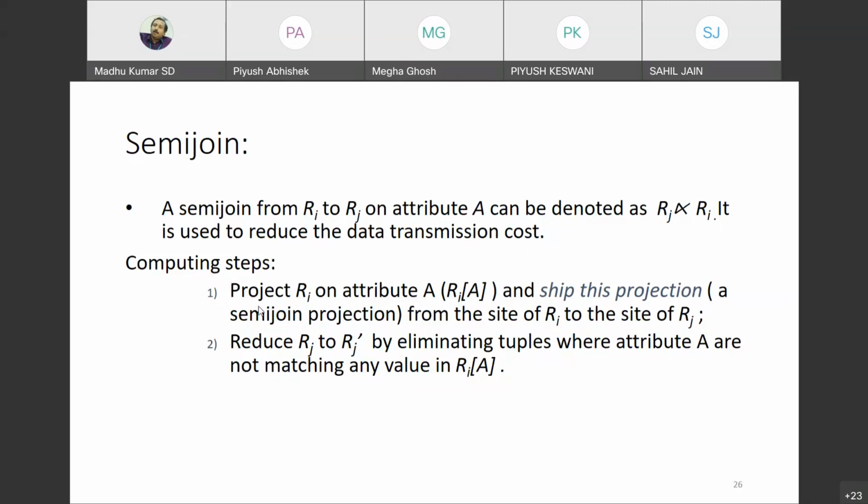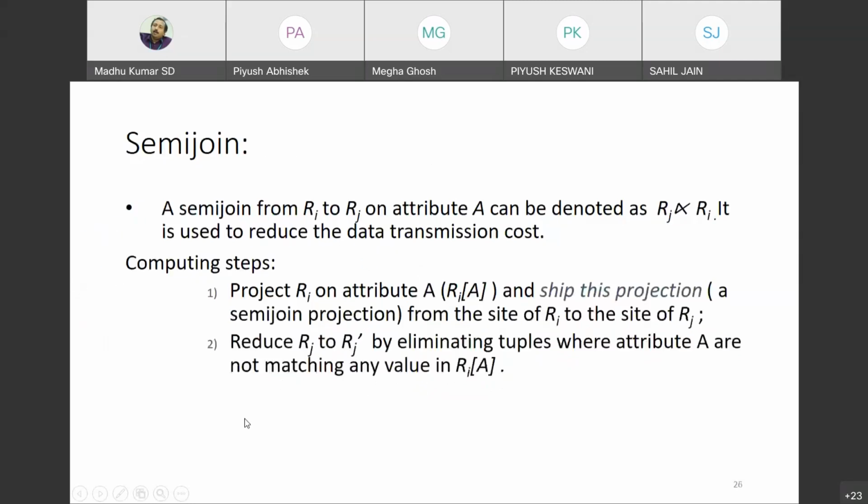All right, so the computing steps are: first project Ri on attribute A and ship this projection from the site of Ri to the site of Rj, then reduce Rj to Rj dash. You get a small relation as output of the semi-join at that site by eliminating tuples where attribute A does not match any value in RiA. So you get a smaller table as an output there. All right. Then you proceed further.